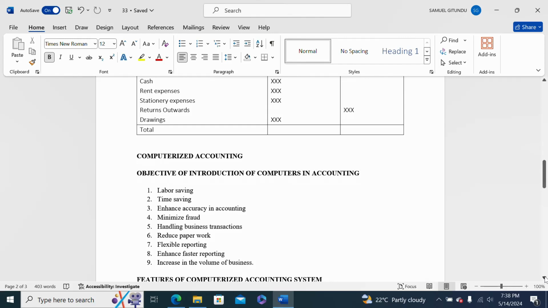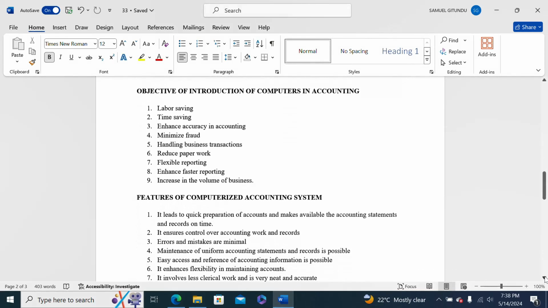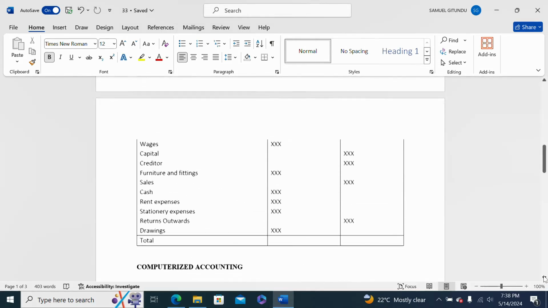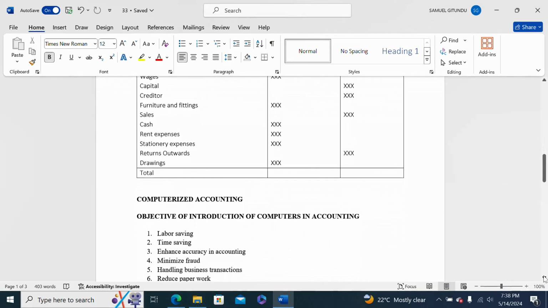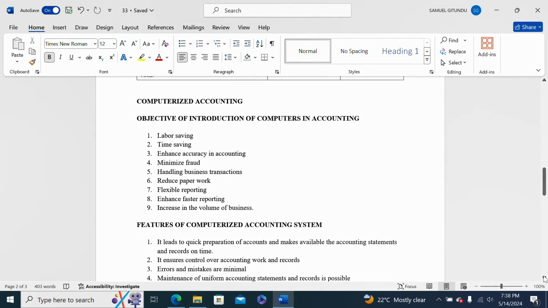When computers are being used, there is a high chance that the volume of business will increase because, for example, when you're printing receipts, you are able to serve a lot of customers at once, therefore increasing the volume of business. Then we go to the other objective, which is to look at the features of the computerized accounting system. Features are the characteristics that you find in the computerized accounting system.